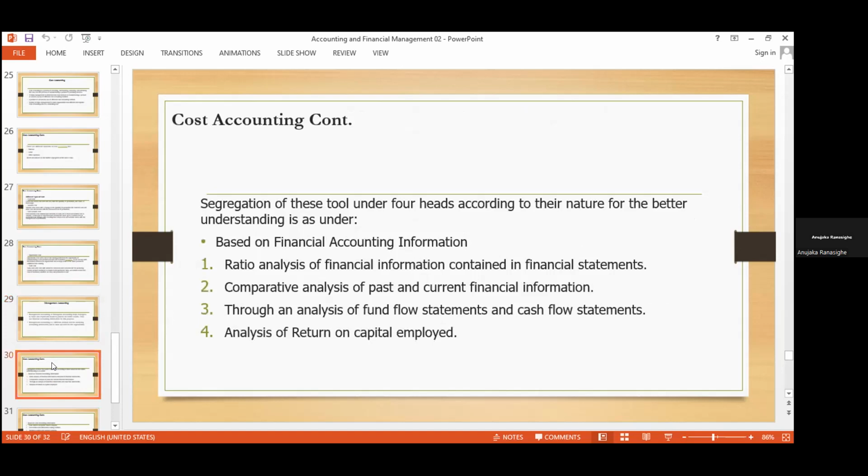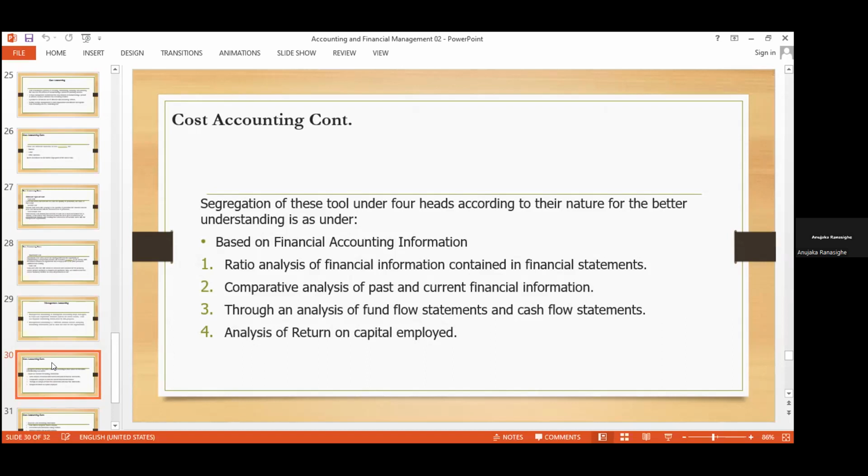There are four types of management accounting systems. The segregation of these tools under four heads, according to their nature, is as follows for better understanding. The first is based on financial accounting information. These use ratio analysis, comparative analysis, analysis of fund flow statement and cash flow statement, and analysis of return on capital employed.